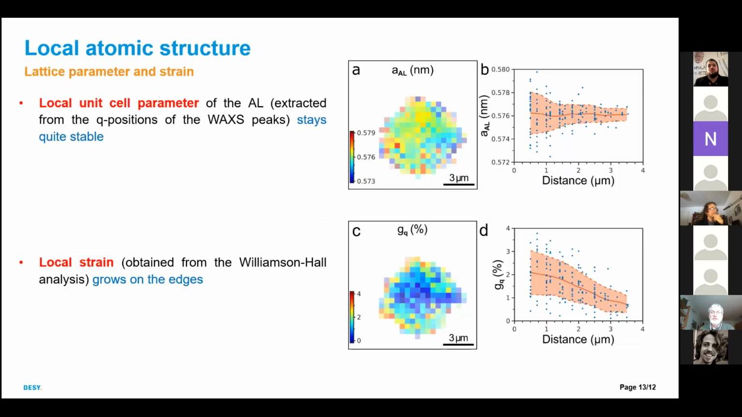And then we could say, very importantly, something about the local atomic structure. The local unit cell parameter of the atomic lattice, from the position of the WAX peaks, stays quite stable, as you can see here. But the local strain obtained from the Williamson-Hall analysis grows towards the edges. So you see this decrease, and that's the growth of the local strain.